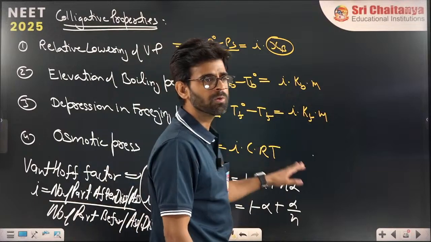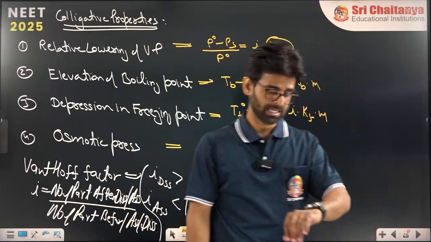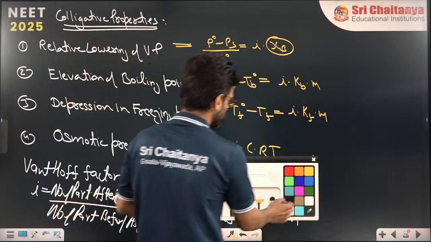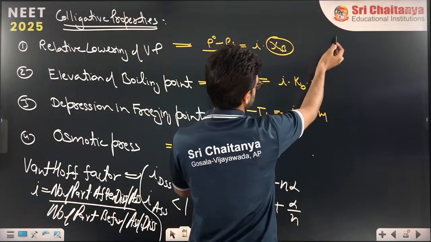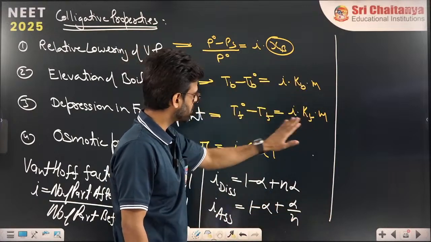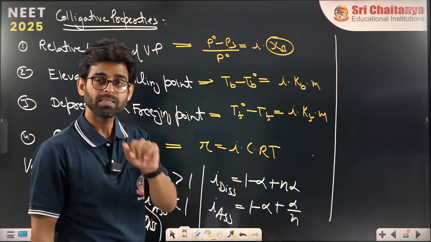If i is more, then all of these properties will be what? High. Clear? So now try to understand this very carefully. You know very well what is the mole fraction, what is the molarity, and you can put the formula very easily. But one thing is very important.